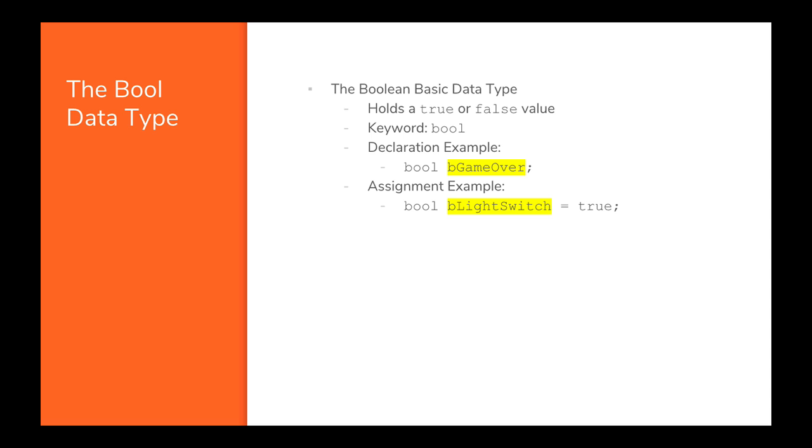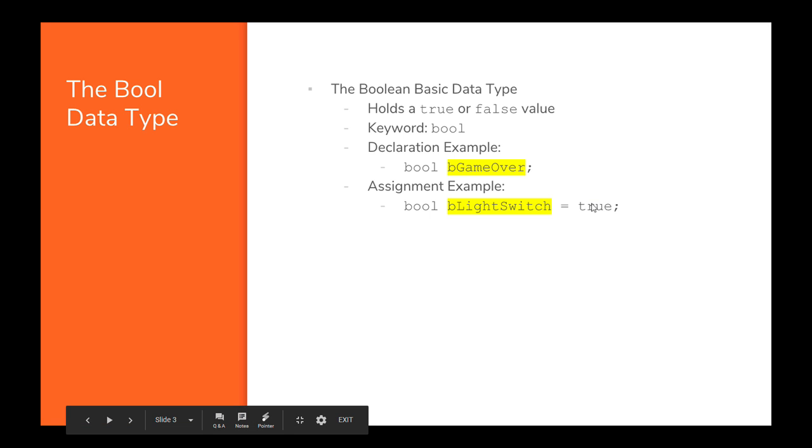Its keyword is bool. And a declaration example would be like a bool gameOver. And if we wanted to assign something, we would use something like bool bLightSwitch equals true or equals false, depending on where we want this bool to start. If we want it set on, which is true, or off, which is false.